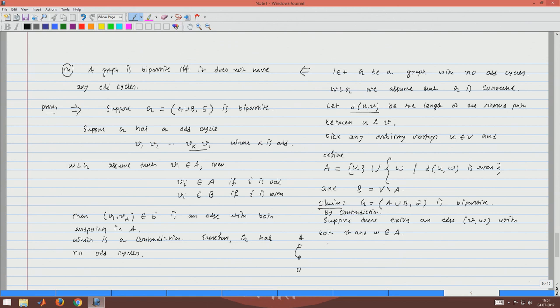Then by the construction technique, both are in the same part, in part A. That means the distance from u to V and the shortest path length, or the distance between u and W, because both V and W are in A, these two quantities are even. That is why they are in the same part, part A.